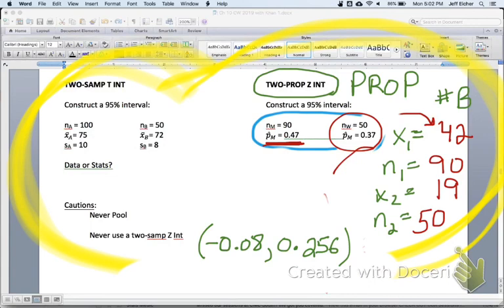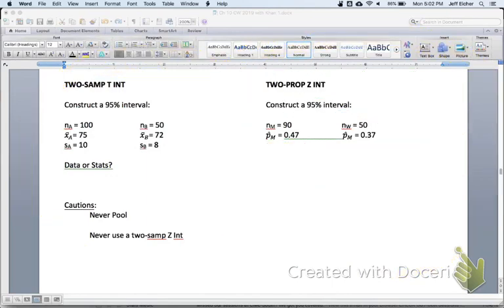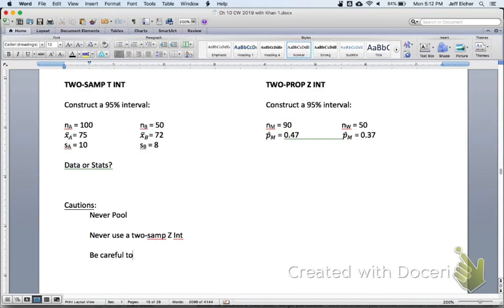A couple cautions. We never pool whenever we're using a two-sample T. And then we never use two-samp Z interval. And we be careful to round in the X for the two-prop Z interval. Two-prop Z int. The reason why we never use two-samp Z interval is because that would be using the population standard deviations, which are often unknown.